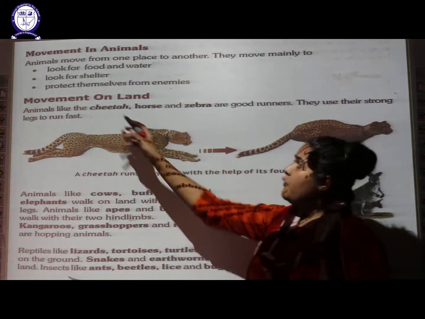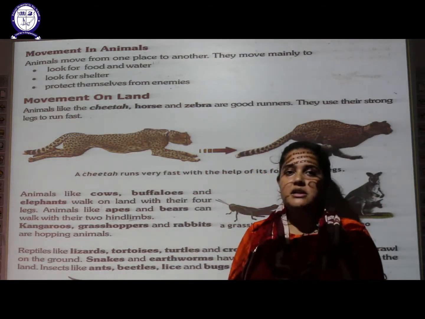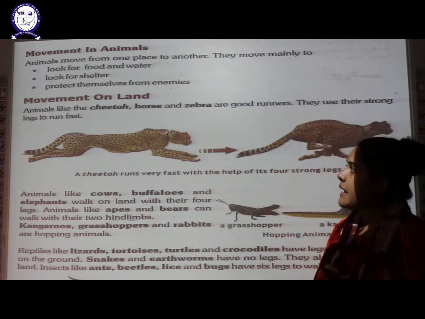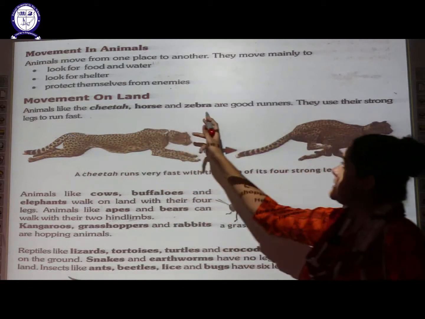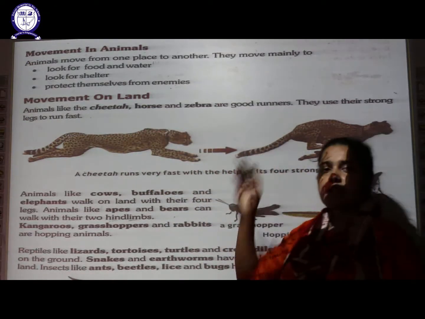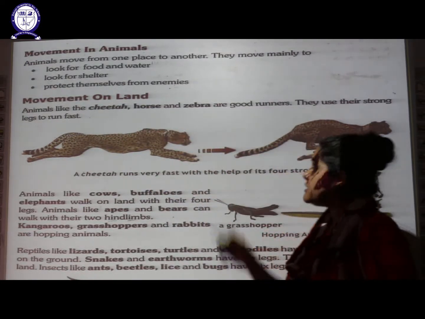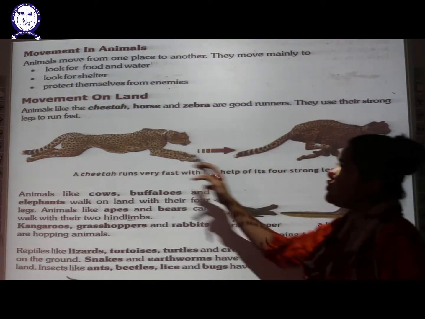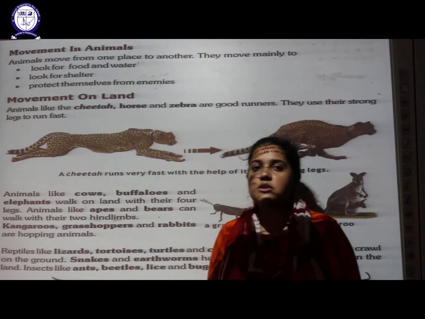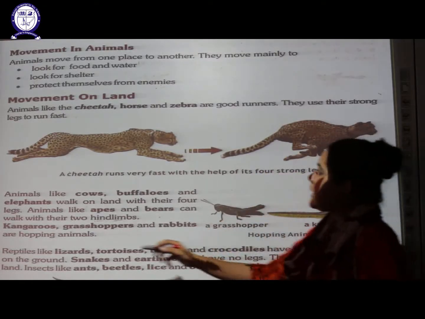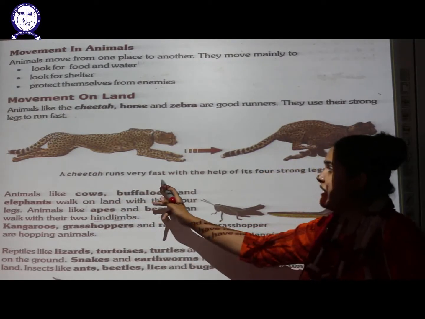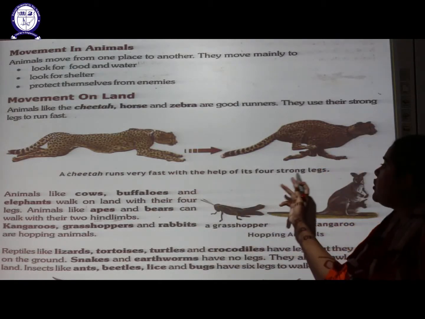The next topic is movement on land. How do animals move on land? There are certain examples given over here. Animals like the cheetah, horse and zebra are very good runners. Why are these animals considered good runners? Because they have very strong legs. The strong legs of these animals help them to run very fast. You can see here in the diagram that a cheetah runs very fast with the help of its 4 strong legs.